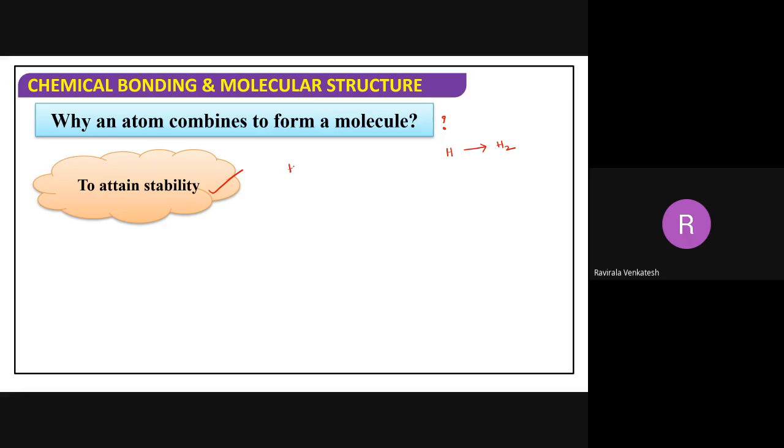Hydrogen with one electron has a single electron configuration and wants to get a doublet configuration by converting into H2. Now we get a doublet configuration, which is a stable configuration, the helium configuration, the inert gas configuration, which is stable. Therefore, to get the stability, they undergo chemical reaction and combine to form molecules. So if they ask why atoms combine to form a molecule, what you have to give is: to attain the stability.